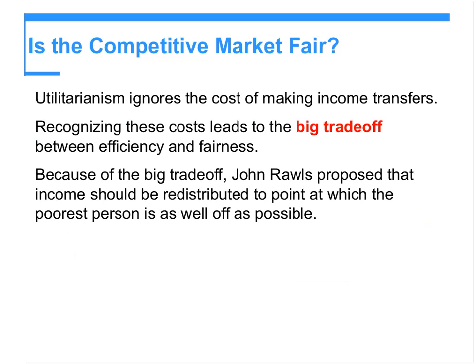But we have this issue about utilitarianism as well. Utilitarianism ignores the cost of making income transfers. So when we want to take from somebody and give it to somebody else, there is a cost for that, and that is ignored by utilitarianism. So recognizing these costs leads to a big trade-off between efficiency and fairness. Sometimes, to be fair, you're going to lose efficiency.